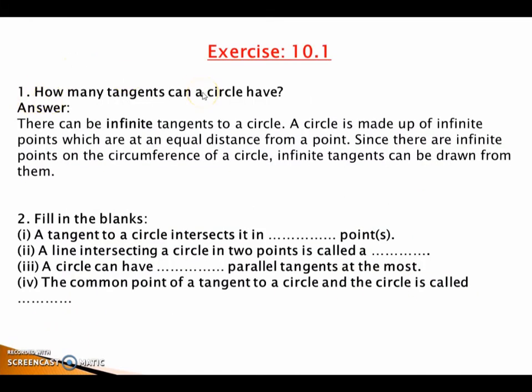How many tangents can a circle have? So a circle can have infinite tangents. At every point on the circle, a tangent can be drawn. So therefore a circle can have an infinite number of tangents.